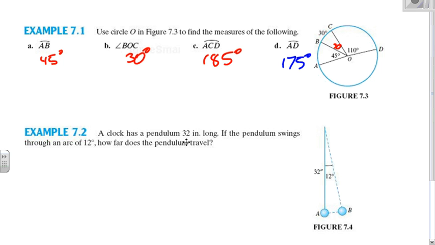Another example, a clock has a pendulum 32 inches long. If the pendulum swings through an arc of 12 degrees, how far does the pendulum travel? So it's asking for the arc length. We know the radius. We know the measure of the arc. So it's going to be 12 over 360 times the circumference, if this was an entire circle, would be pi times diameter, or 2 times the radius times pi. The radius is 32.